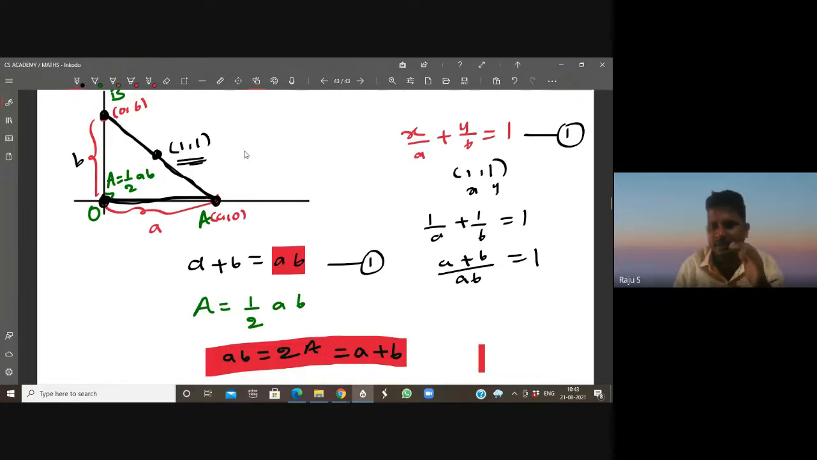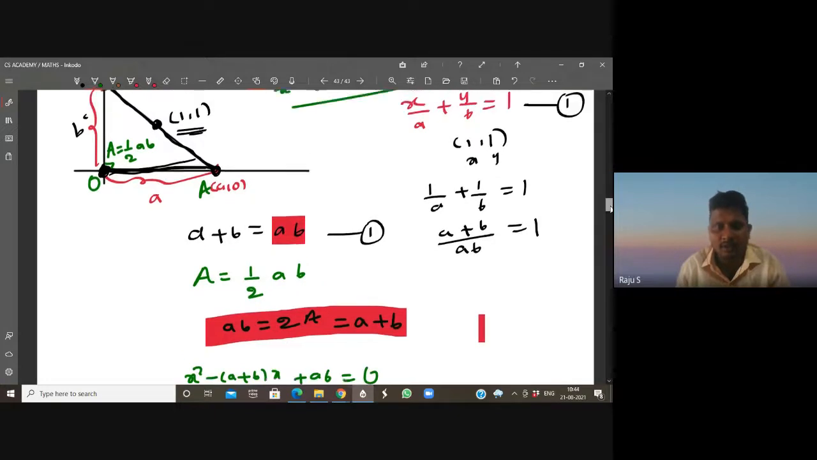We will discuss this actually in the straight line concept. In the slope intercept form y is equal to mx plus c, what is c? c is the y-intercept, the distance from the origin to the point. The same way here, the x-intercept is small a, the y-intercept is small b. Then the quadratic equation whose roots are the intercepts is x square minus (a plus b) x plus ab equal to 0. We need to find this value.